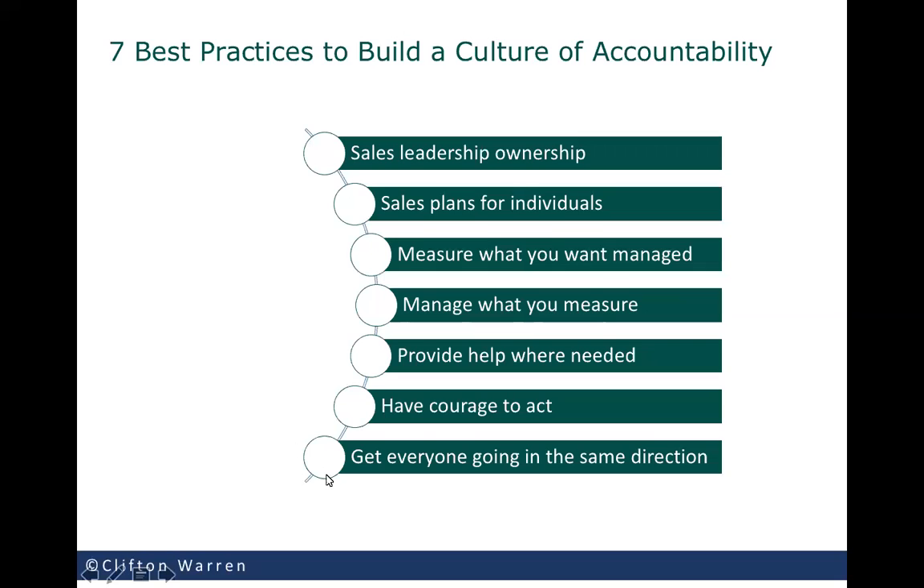And finally, number 7 is getting everyone going in the same direction. When you've taken the time to develop your sales plan, a couple pages, selected the objectives, and it's written, now you can articulate that to each individual, either separately or in a group.